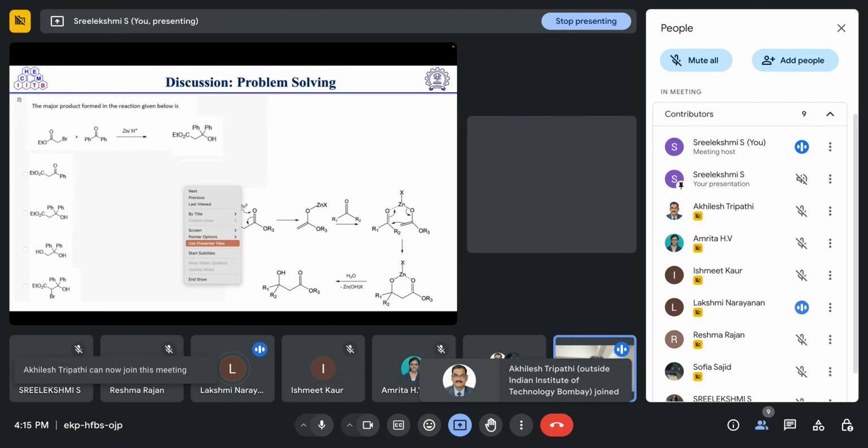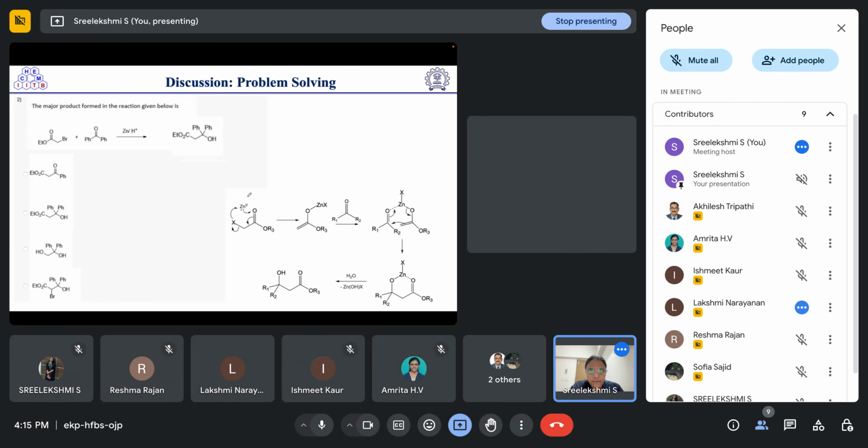Is it clear, or should I explain it again? Actually, this is a kind of oxidative addition. We can say the zinc is getting oxidative addition into this bromide. So first ZnBr will form, and parallelly it can coordinate with this oxygen also.